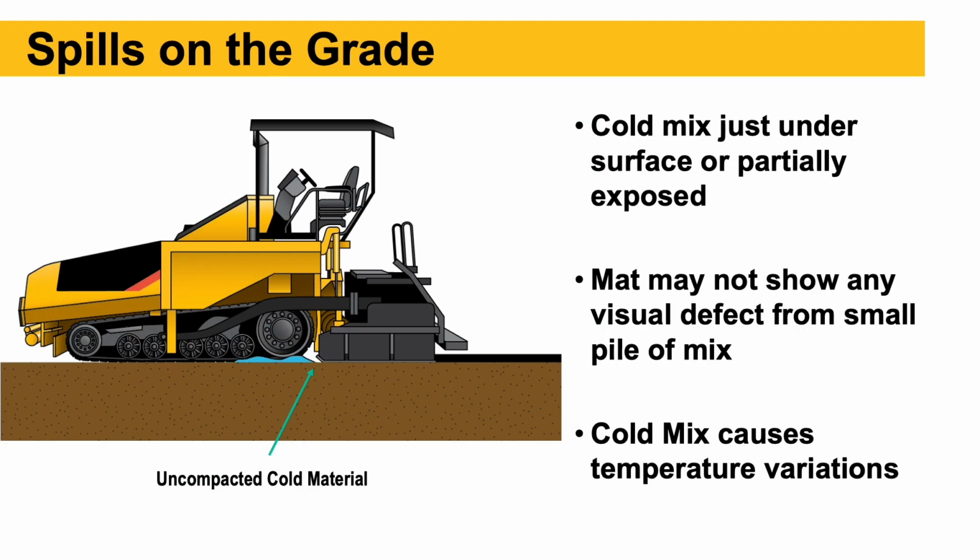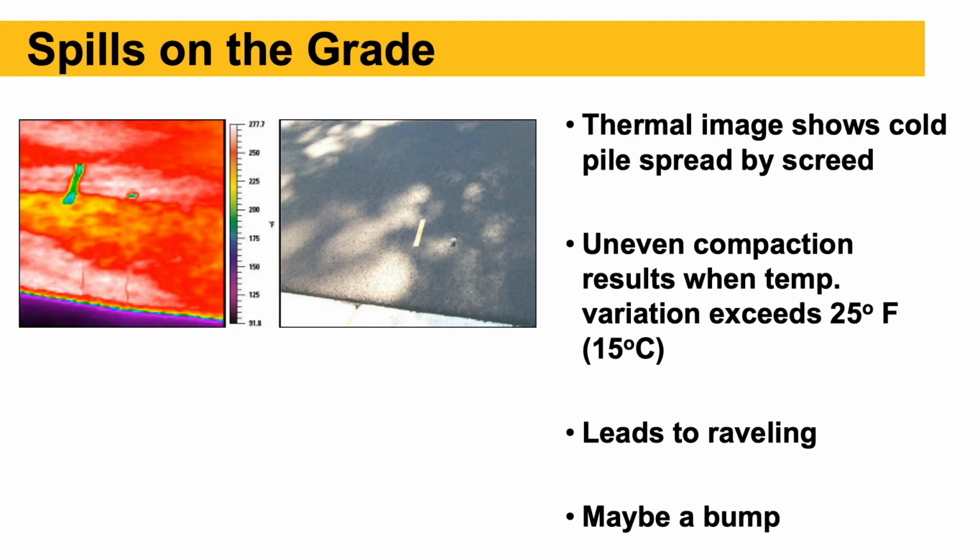And this slide just shows why we want to avoid spilling mix on the grade. We've got cold mix just under the surface if we spill it on the grade. The mat may not show any visual defect. We'll pave over it. It'll look just like the rest of the mat, but that cold mix causes temperature variations. It's a lot colder because it was spread out, dribbled, if you will, or spilled. So it's cold almost instantly. We pave over it, doesn't look any different. Thermal camera picture really shows the difference.